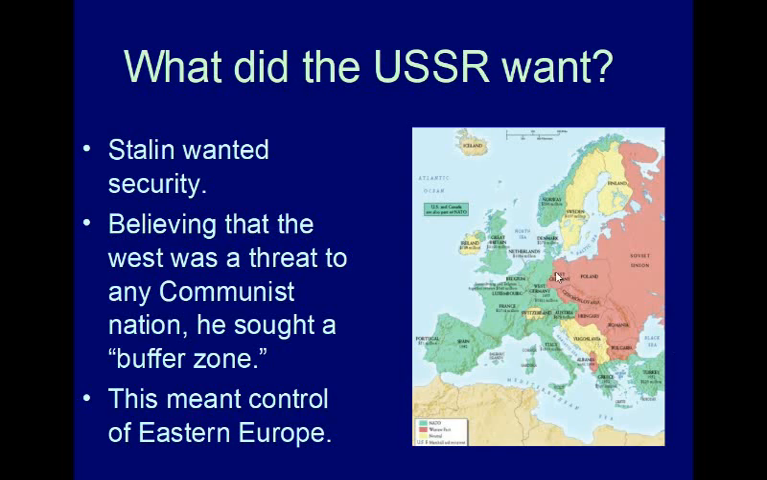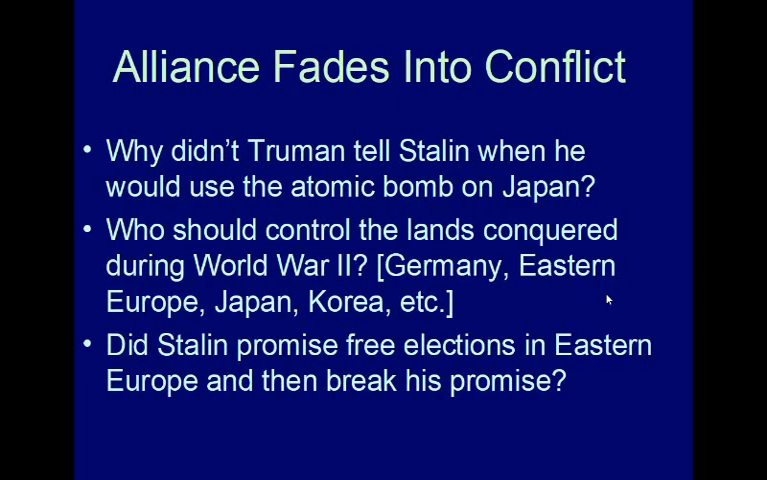And the USSR, what did the USSR want? Actually, Stalin was hungry for power. And in fact, he was successful in controlling East Germany, Czechoslovakia, Hungary, Romania, Bulgaria, and Poland. So he was successful in controlling Eastern Europe.